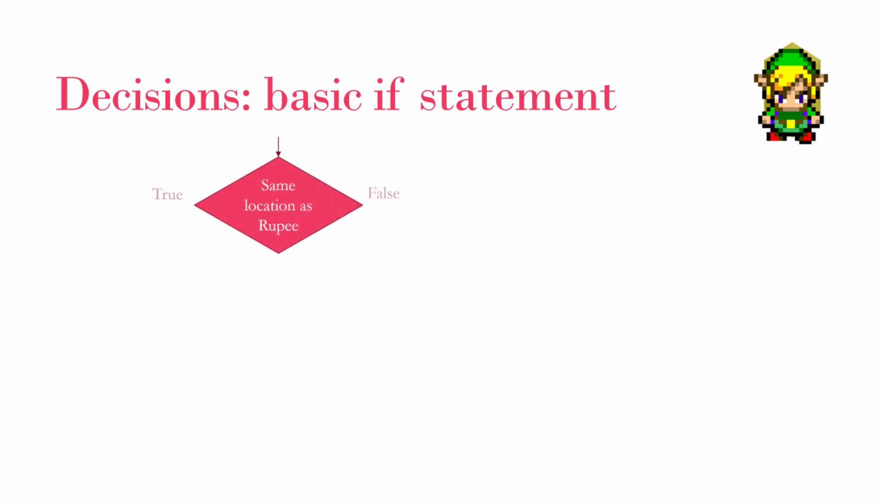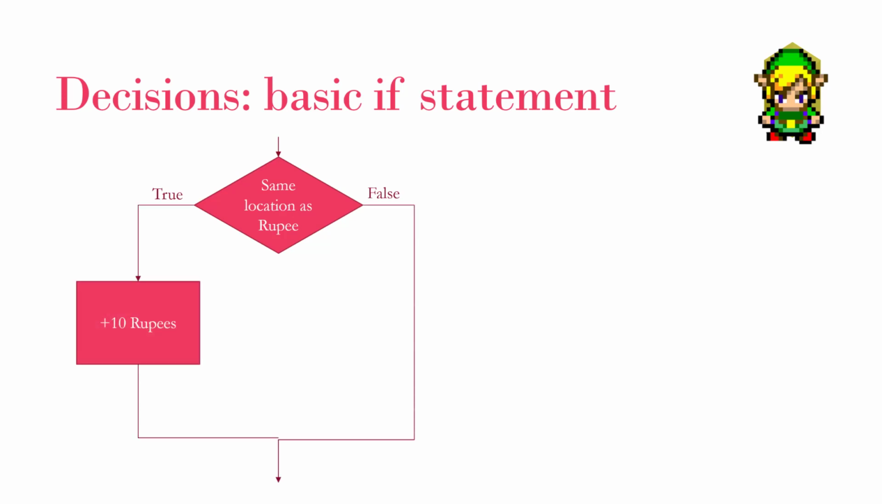So a very basic flow chart is: if he's on the same location as the rupee, it's either true or false, right? He's either on the rupee or he's not. And if he is on the rupee, then he should get 10 rupees because this one gets 10, since it's a yellow one. But otherwise, he shouldn't. So when it's false, nothing happens, and when it's true, 10 rupees. That's the basic if statement that we just saw on IntelliJ.